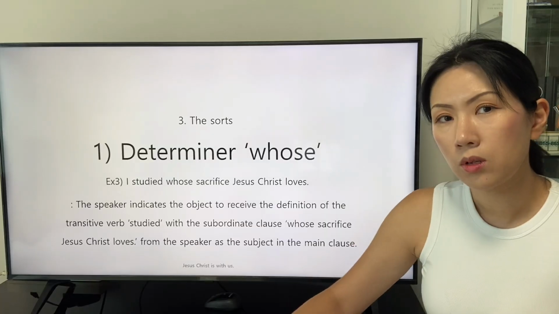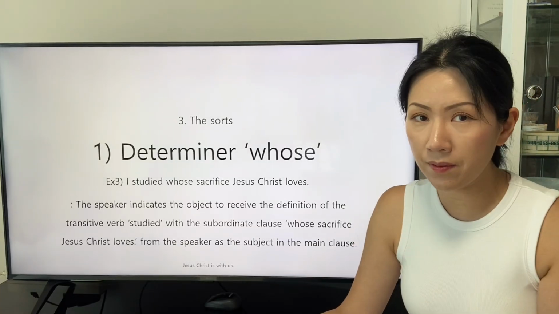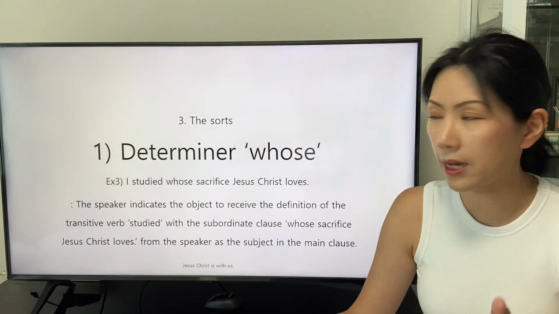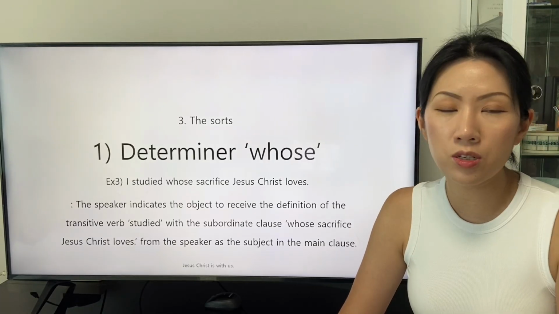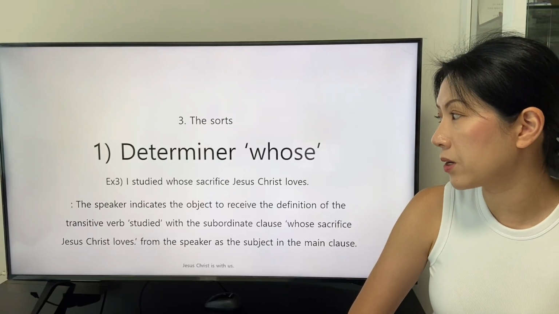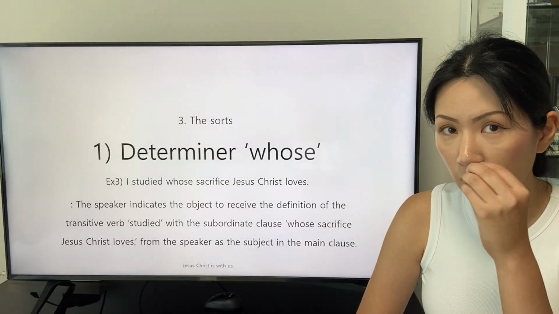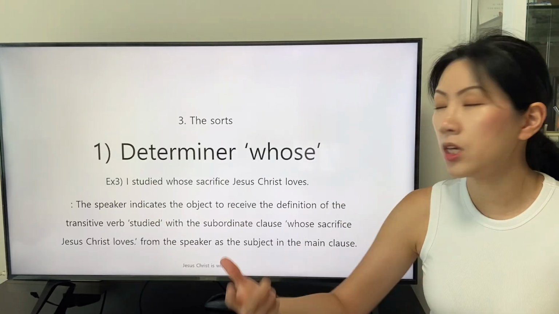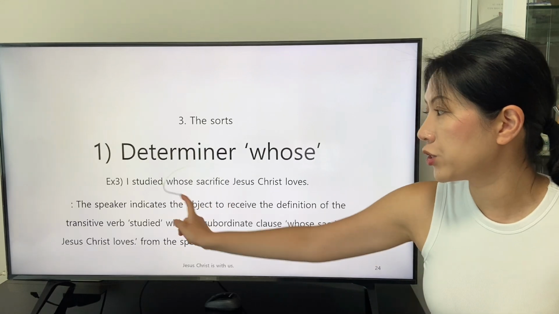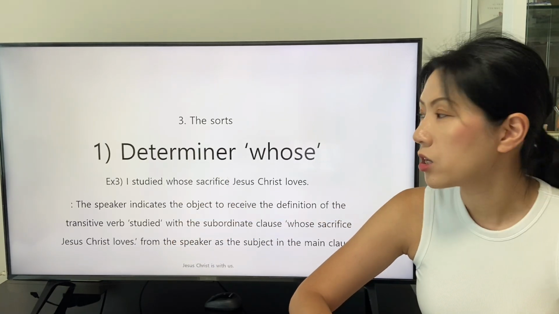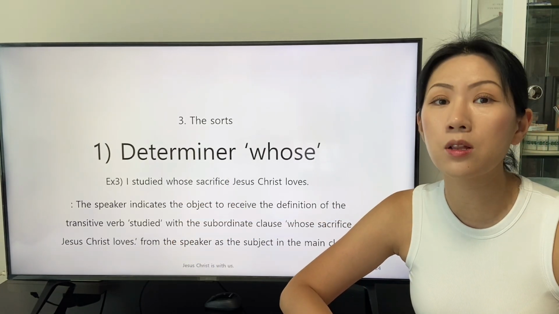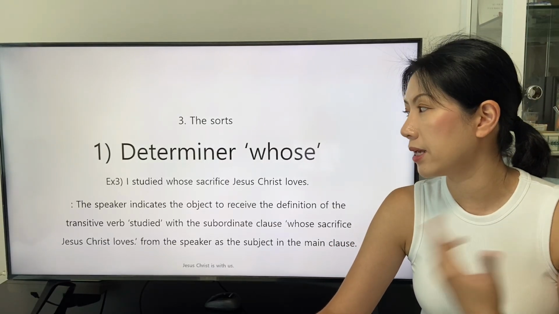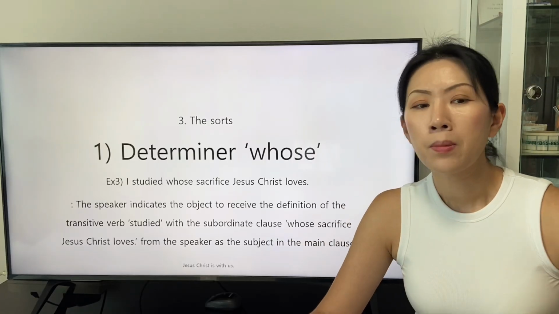And as we've studied about the interrogative determiner whose, we can think of the second clause like this: Whose sacrifice does Jesus Christ love? And the speaker finds that the subject of this first clause and the object indicated by the phrase whose sacrifice in the interrogative clause, whose sacrifice does Jesus Christ love, are the shared indication. So the speaker might link the two clauses in this way.